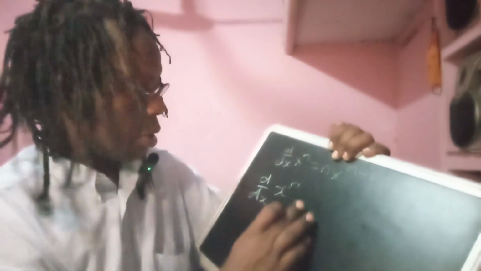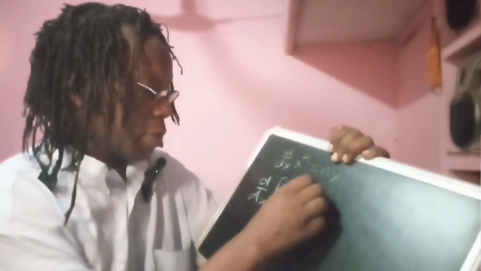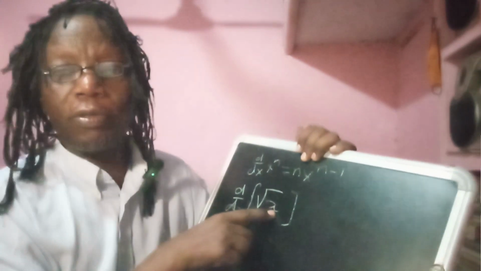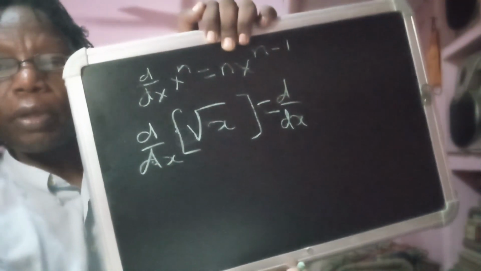I've drawn it. Let's have d over dx, and then we have x raised to n. Here we are going to have a radical, right? So we have a radical, we have x, or we have another value. x doesn't have to be x, it can be y, it can be a, it can be b. Okay, so this is the same as d over dx. Hope you are seeing what I'm doing.